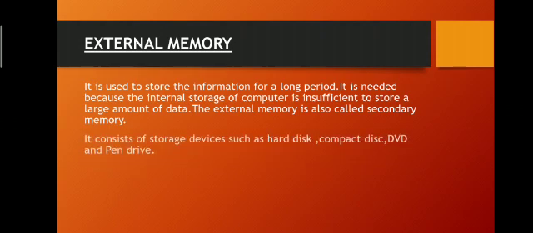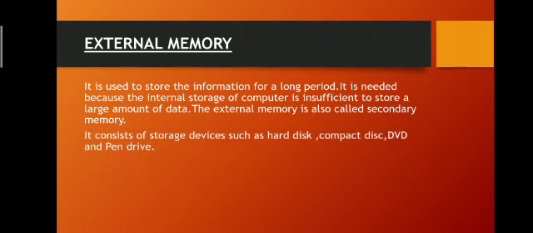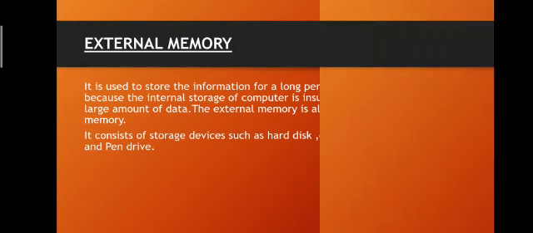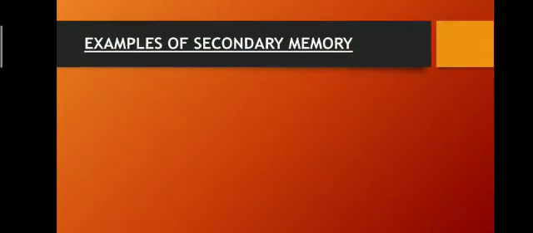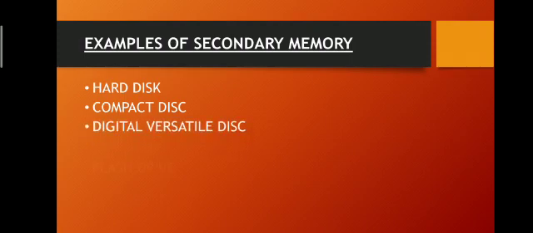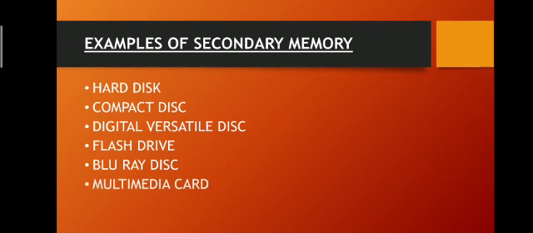Now some of the examples of external or secondary memory are hard disk, compact disk, DVD, pen drive, memory card. These are all examples of external memory. Okay, so examples, as I told you: hard disk, compact disk, digital versatile disk, flash drive, Blu-ray disk, multimedia card.